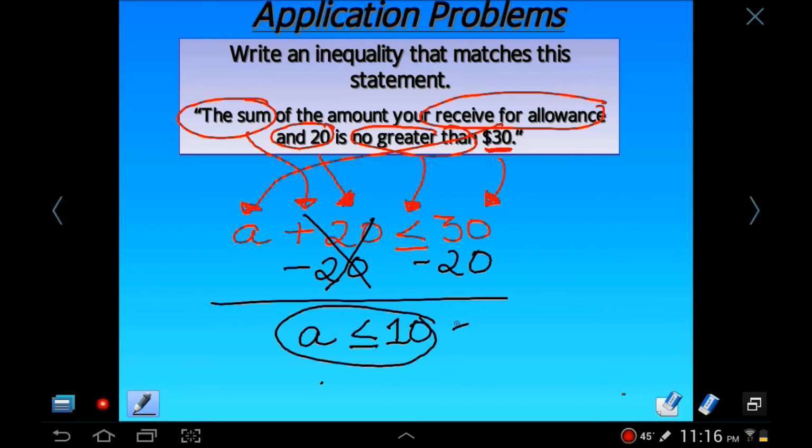So your allowance was $10. It might have been, this could have been 10. This could have been 9. It could have been $6. It could have been a quarter. It just says A is less than or equal to 10. We don't know what it is. We just know that it's 10 or less. Okay, it could be a penny for all we know.